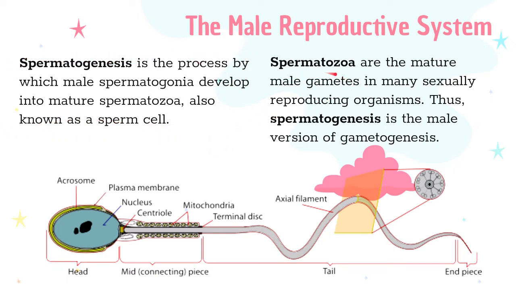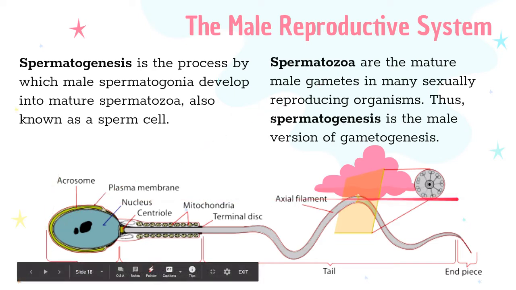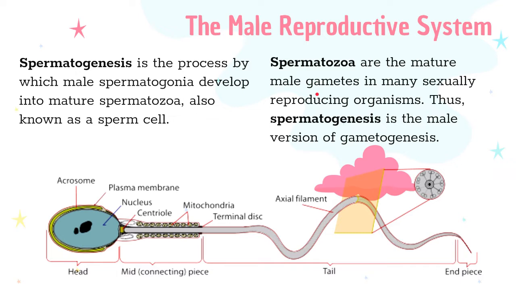So spermatozoa or mature sperm cells are the mature male gametes or male sex cells in many sexually reproducing organisms. Spermatogenesis is the male version of gametogenesis. Whenever you hear the word gametes, it refers to the sex cells of that organism. In males, their gametes or sex cells are sperm cells. In females, their gametes are egg cells.